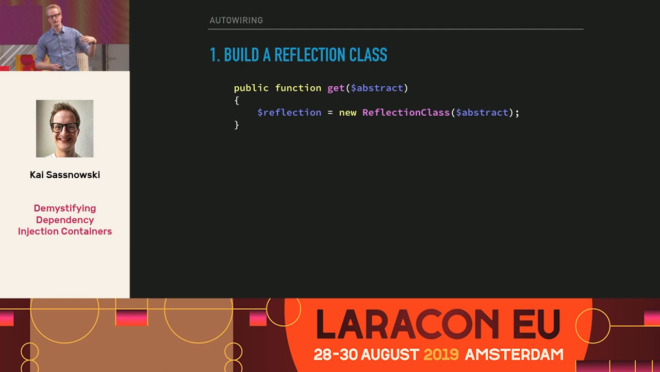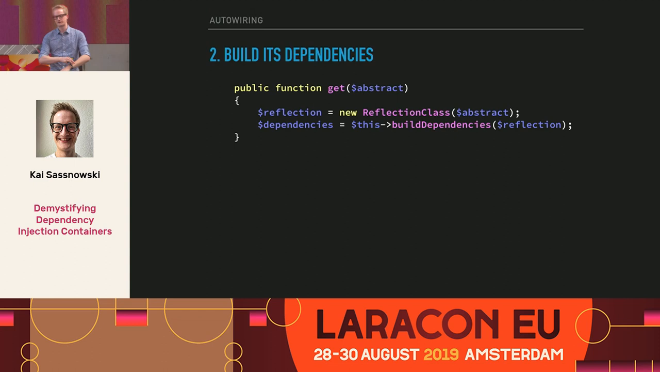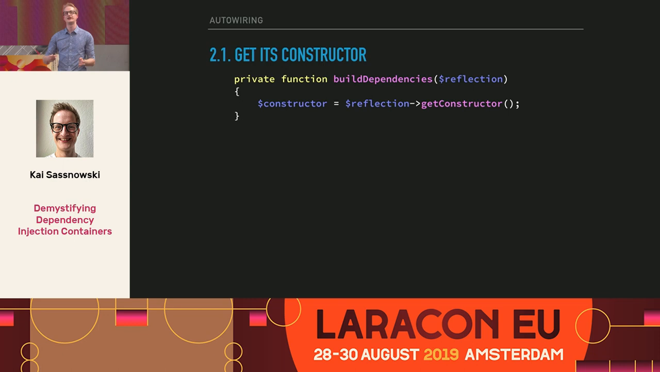Step two, build its dependencies. Now, just to stick a bit more to the wording in the recipe, we're just going to add a private function here called buildDependencies. And we're going to pass it the reflection class. And now let's take a look at how that function is implemented. Step 2.1 is you get the constructor. OK, that's easy enough. On a reflection class, you can call the method getConstructor, which gives you an instance of ReflectionMethod, I believe.